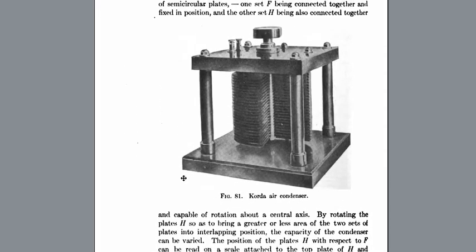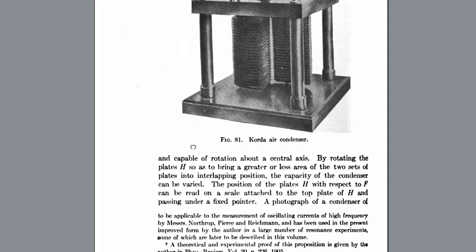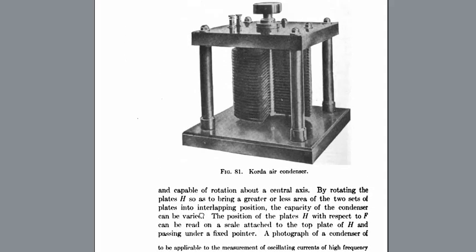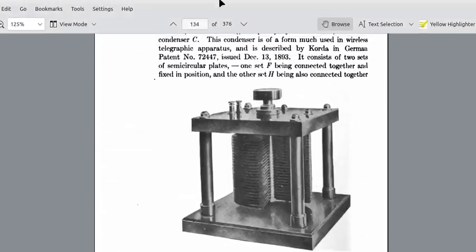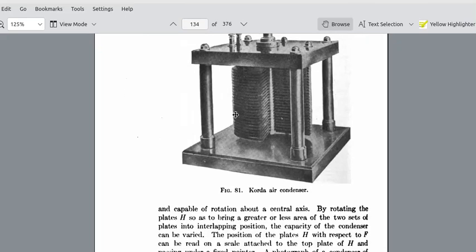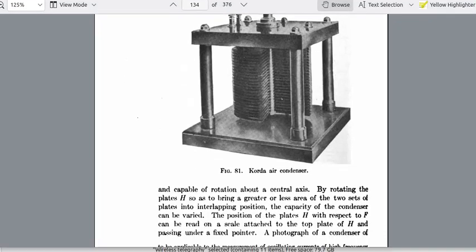By rotating the plates H so as to bring a greater or less area of the 2 sets of plates into interlapping position, the capacity of the condenser can be varied. The position of the plates H with respect to F can be read on a scale attached to the top plate of H and passing under a fixed pointer. A photograph of a condenser of this character with capacity somewhat larger than that of the condenser employed in these experiments is shown in figure 81.